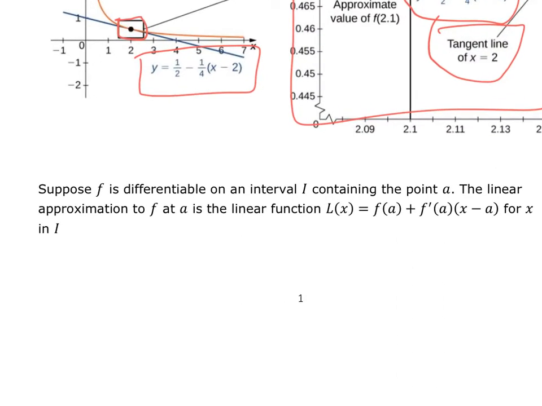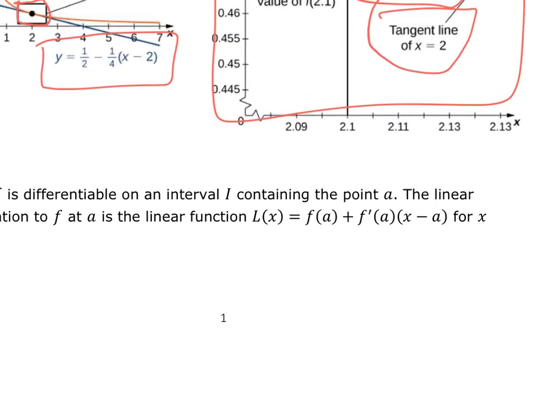The linear approximation is going to be f of a plus f prime of a, which is just the slope evaluated at a, times x minus a. So we're going to use linear approximation to find the approximate values.